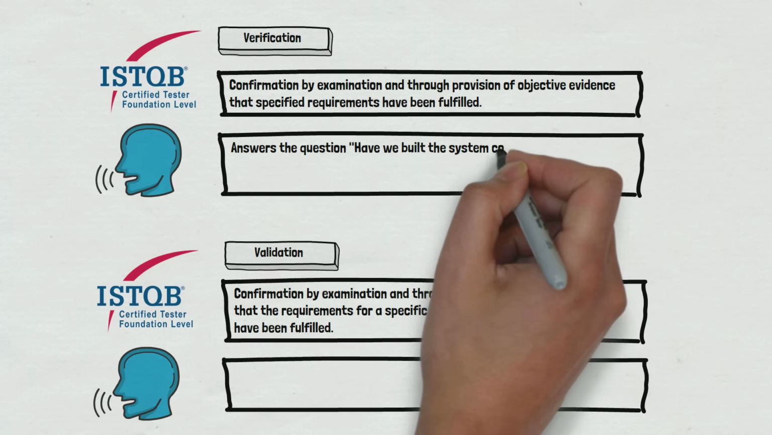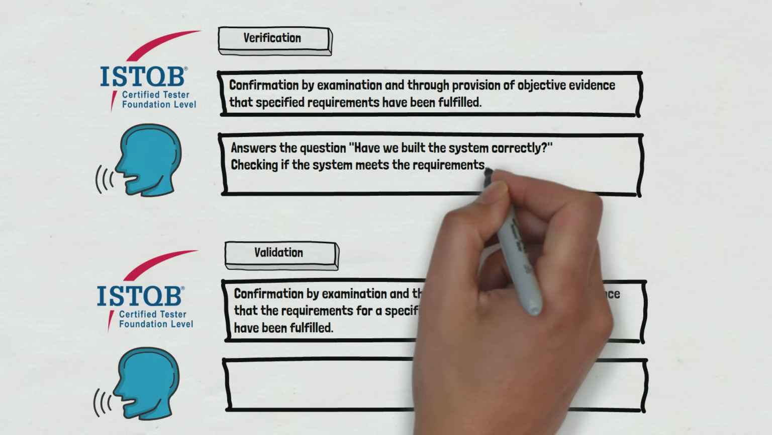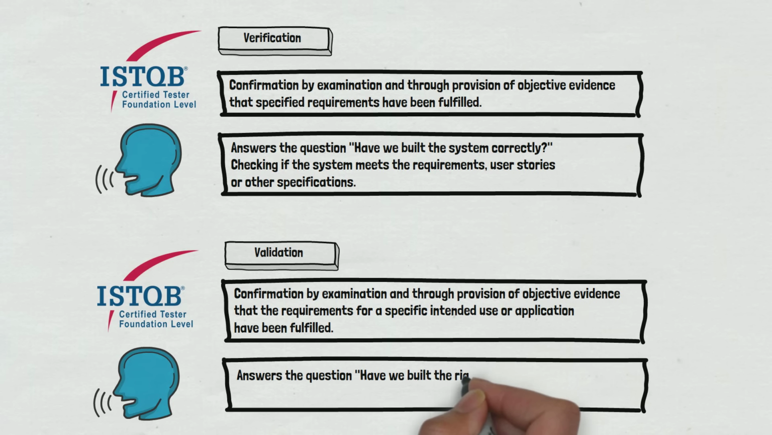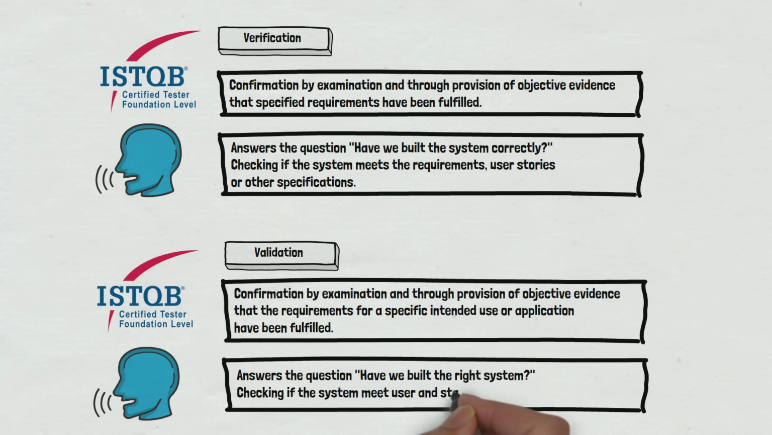The verification answers the question, have we built the system correctly? Checking if the system meets the requirements, user stories, and other specifications. The validation answers the question, have we built the right system? Checking if the system meets user and stakeholder needs and expectations. You can pause the video and read the definition again, but it is best to explain it with the help of an example.